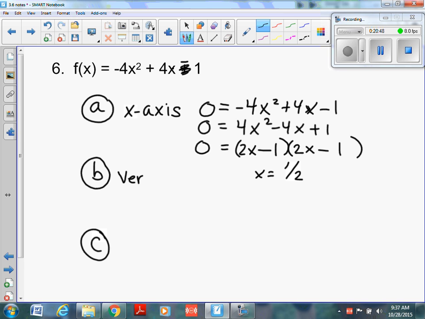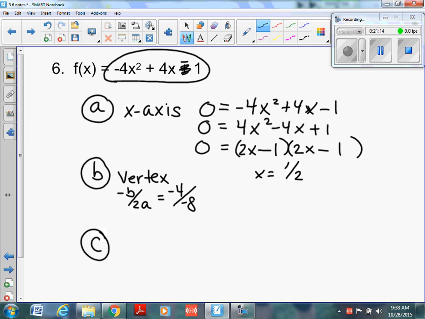B, this helps you find the vertex in B. And how do you find the vertex? I'm going to write it down, negative b over 2a. A negative b, I'm just going to go and use this one, it doesn't matter. A negative b is a negative 4 over a positive 2 times a negative 4 is a negative 8. And a negative 4 over a negative 8 also makes what? 1/2, right? You're going to find out in a minute that these two are exactly the same thing.